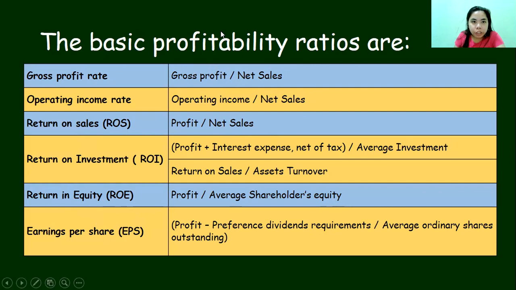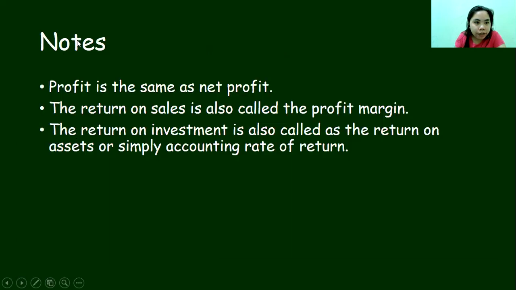earnings per share. So let's go back to, okay, we have here notes. First, we have to consider this. Profit is the same as net profit, still the same. The return on sales is also called profit margin, and the return on investment is also called the return on assets, or simply accounting rate of return. So that's what we have to note.